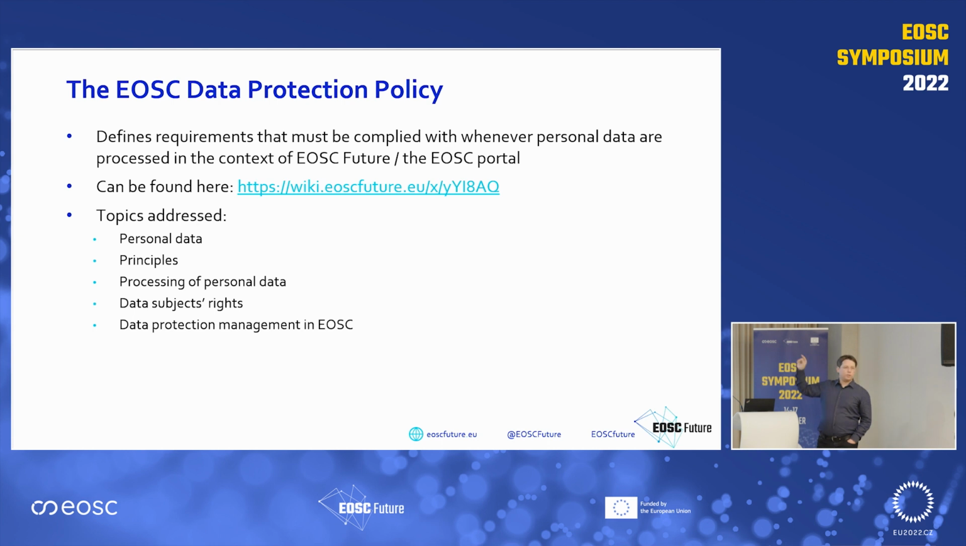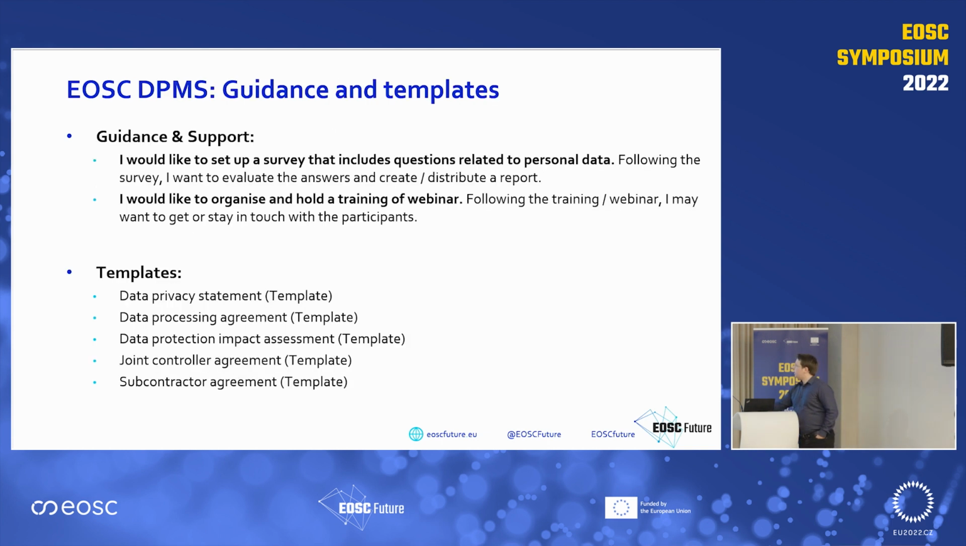The policy more or less addresses some of the things that we talked about today and puts them in the context of the project. And then what we also have is guidance and support, and for example, we do have templates. For example, if you need a data processing agreement or a joint controller agreement in the context of the EOSC Future project, because you say, okay, as part of the project, we organize an event, and 3 partners out of the whole consortium will organize this event, so we want to set up a joint controller agreement.